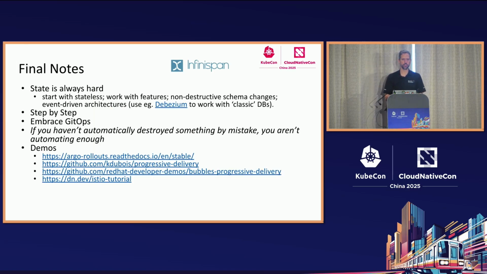And final notes, of course, this is all cool if you want to do automated releases and split traffic, but of course, if you have state behind it, make sure that if you have traffic going to different versions, that your state is handled. That's a whole different talk, but it's definitely something to keep in mind. With Argo Rollouts, you can do step-by-step releases. You can embrace GitOps. And as we always say, if you haven't automatically destroyed something by mistake, you aren't automating enough, right?